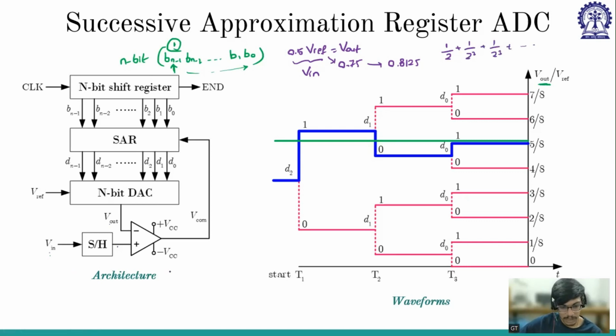First they'll check if my V in is greater than V out. If this happens, then that bit is set to 1. If my V in is less than V out, then that bit is set to 0. Say this is my V in, which is slightly greater than 5 by 8. Can anyone tell me what is the value of 5 by 8? It is around 0.6, right? It's around 0.626. Now V in is compared with the 0.5 V reference. V in is more than that, right? So my first MSB is set to 1. Now V in is compared with what? 0.5 plus 0.25.